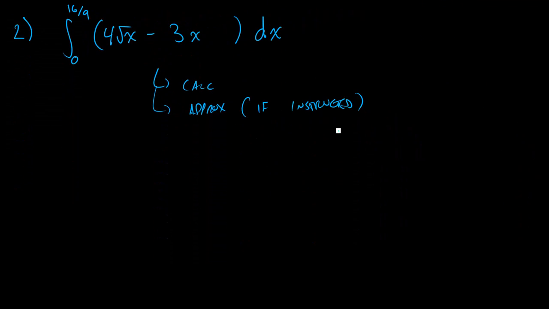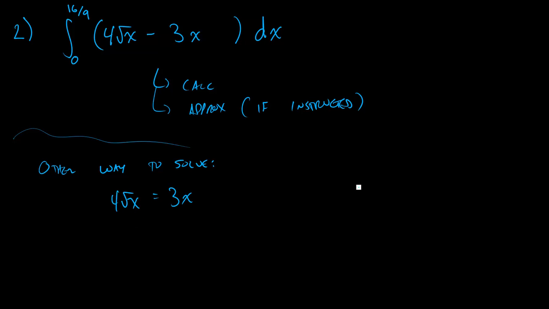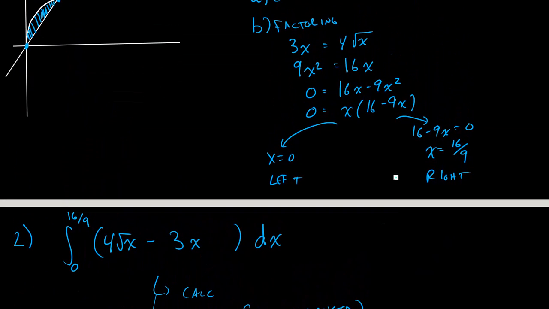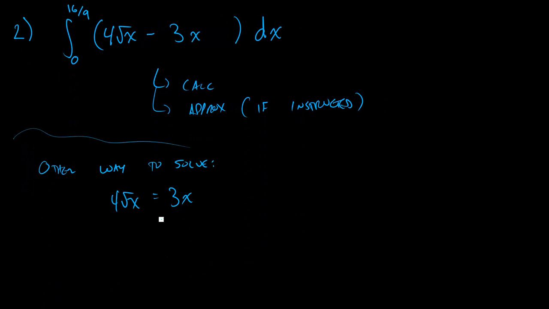Now, what's the other way you could have solved this? This is not going to be as obvious, but it's probably good practice for you. You will take 4 root x, and we want to set that equal to 3x. In the above example, we squared each side, and that made factoring a lot easier. The thing you really want to avoid doing is dividing, and we're not going to do that. We'll set 0 equal to 3x minus 4 root x. And now when we factor, what we're actually going to factor out is a root x.